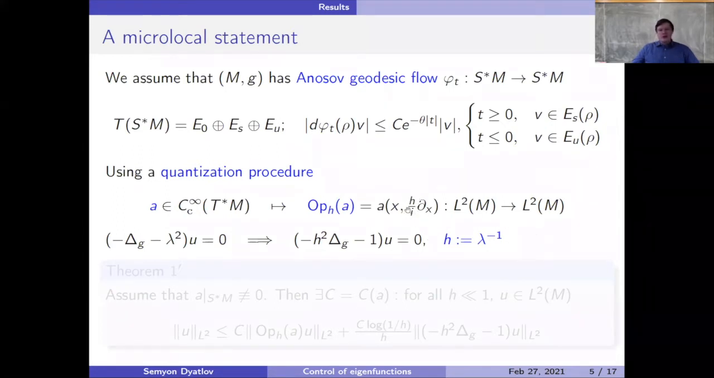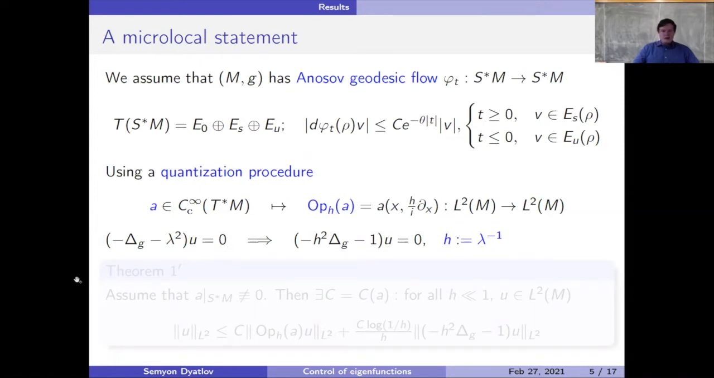So for instance, if you take this h over i partial x and apply it to a function that's oscillating at wavelength h, when you differentiate, you'll get a factor of h inverse, and then this h exactly cancels this out. So that's the correct normalization for studying functions that oscillate at this h wavelength.